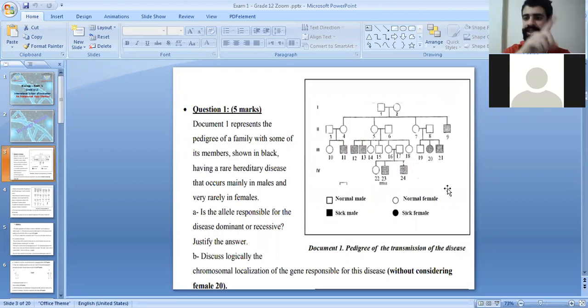Since it's female, it has 2 X alleles. So she's normal. But she gave birth to affected children, which are 23 and 24. So she's a carrier of the allele of the disease. She carried the allele of the disease, but it was masked by the dominant allele, which is for the normal. So she'd have an N and a D.